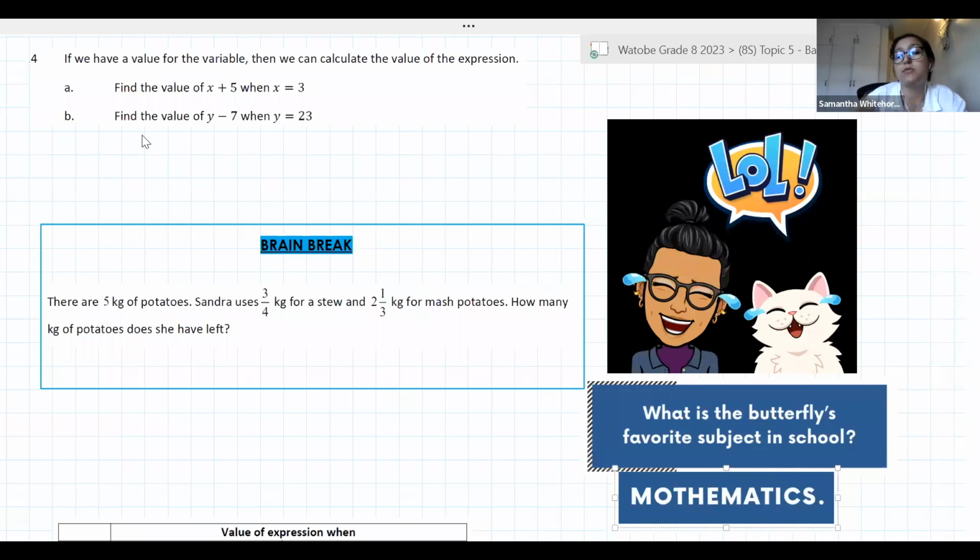But again, we need to read the question carefully. So I'll read it through with you and then you can give it a try. There are 5 kilograms of potatoes. Sandra uses 3/4 kilograms for a stew and 2 1/3 kilograms for mashed potatoes. How many kilograms of potatoes does she have left? So think carefully about what you would need to do here to work that out.